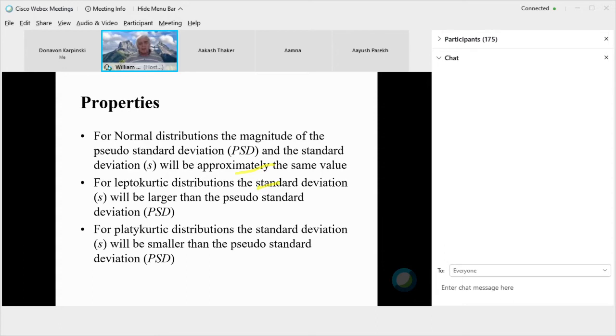If the distribution is leptokurtic, has a long tail, that means it can get extremely large values both above the mean and below the mean. S will be larger than the pseudo-standard deviation. For platykurtic distributions, these are ones that have a short tail, a flat top, S will be smaller than the pseudo-standard deviation.